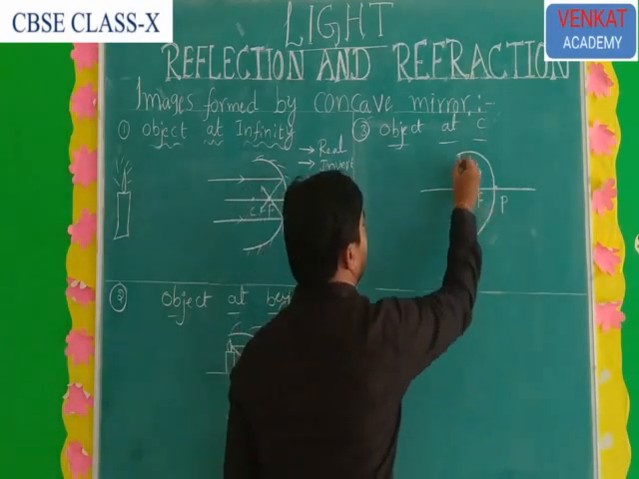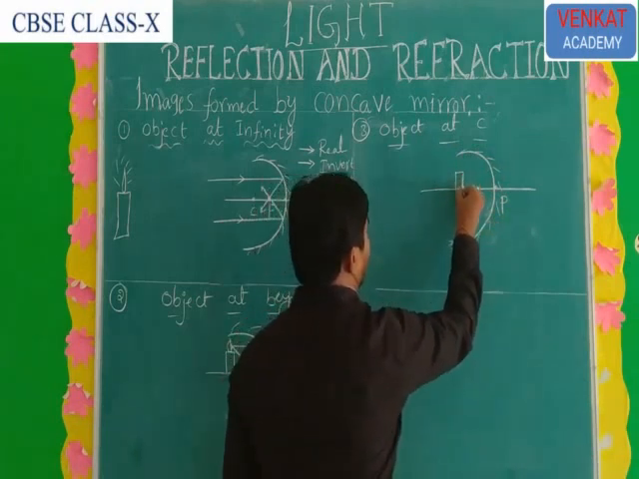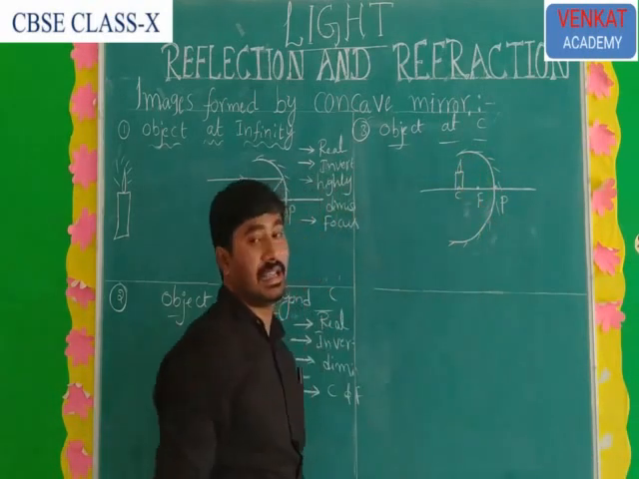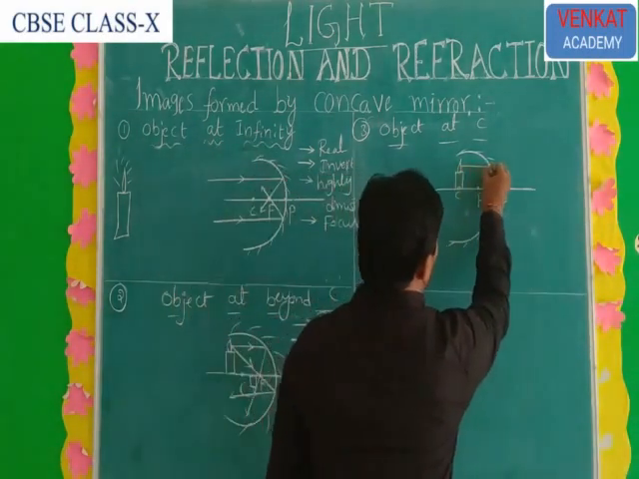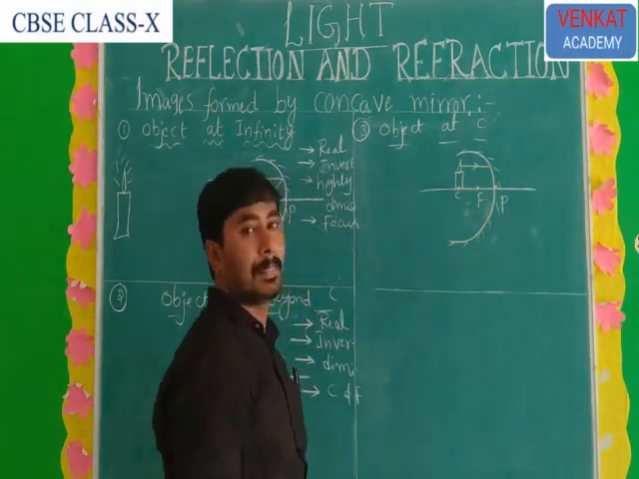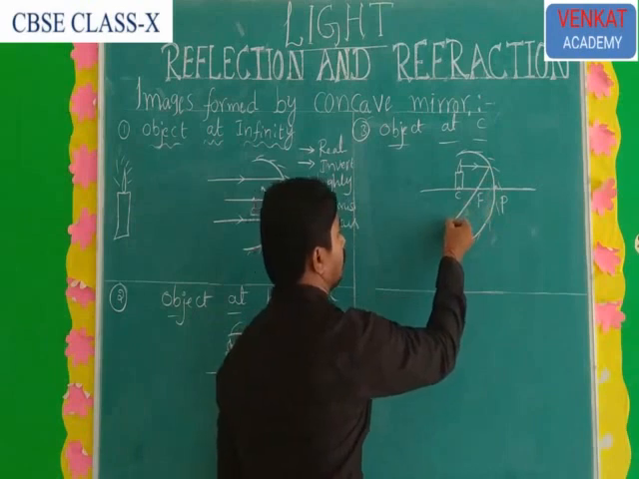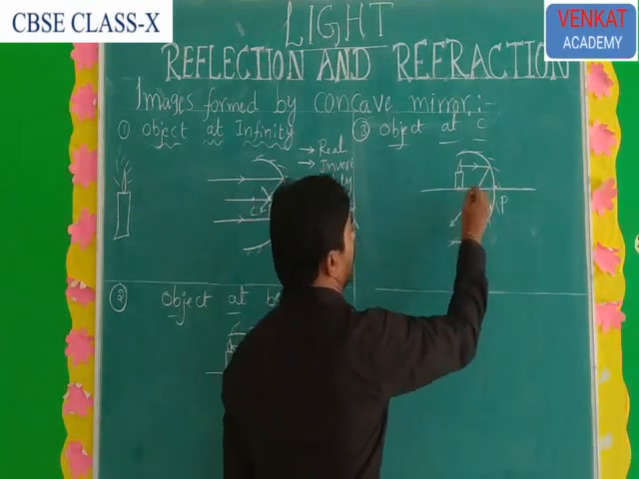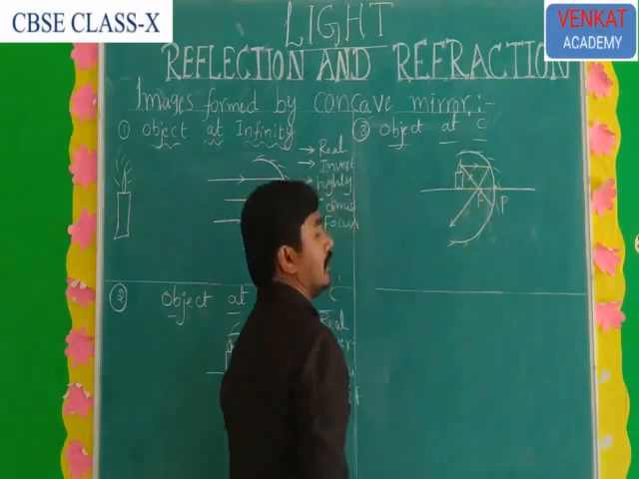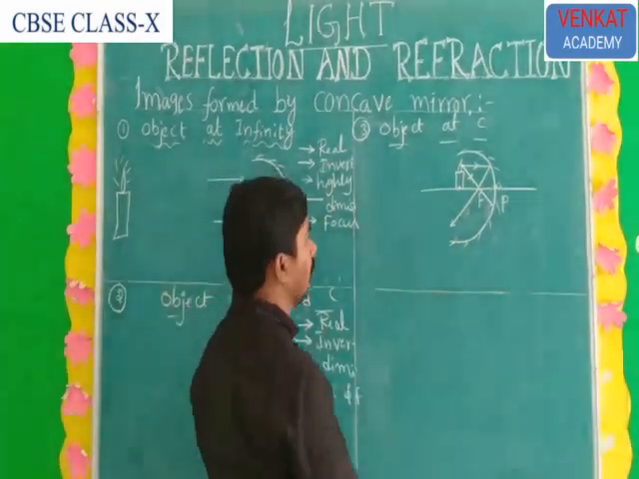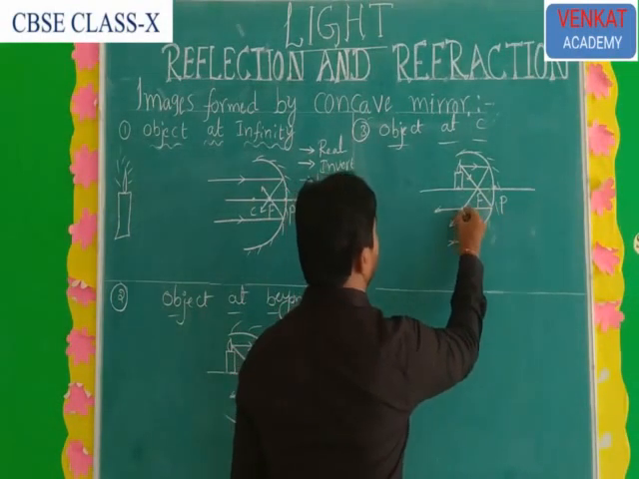So in this condition, the candle is placed at the center of curvature. So this is the candle position. Object at C. Then in this condition, first take a light ray parallel to the principal axis. After that, what happens? It passes through focus. Next, take the second light ray through focus. The light ray passes through focus, and after that it passes through the center of curvature.